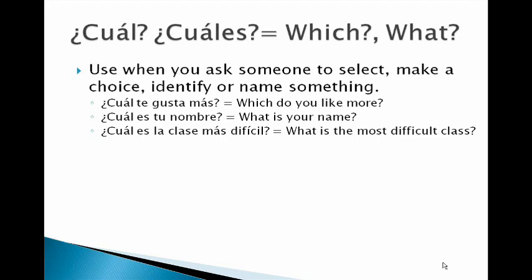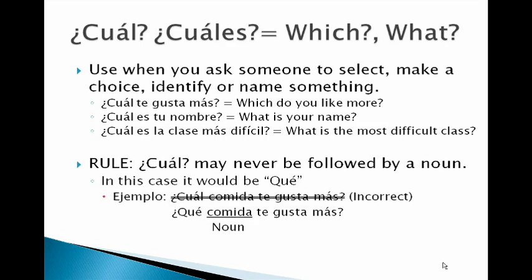¿Cuál es tu nombre? What is your name? You don't know what their name is, but you know that they're going to give you a name. ¿Cuál es la clase más difícil? You know that they're going to give you a class. You're giving them choices for a number of classes to find out which one is their most difficult class.